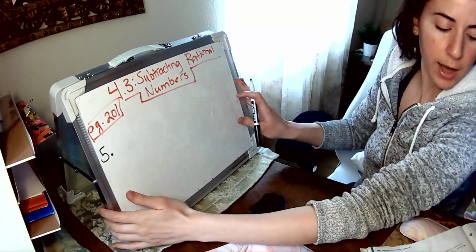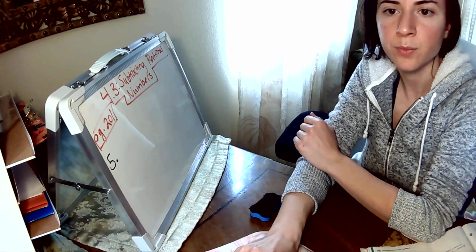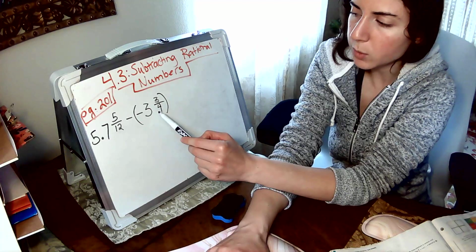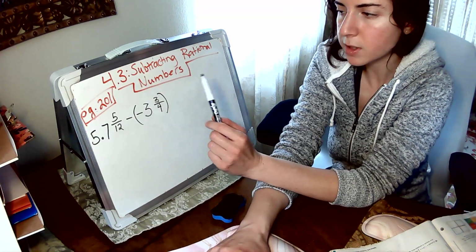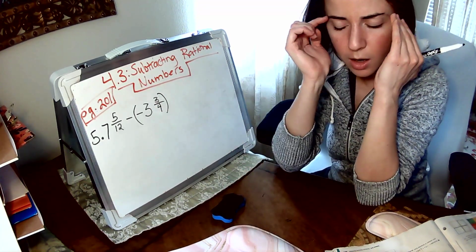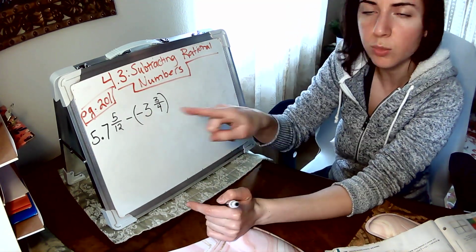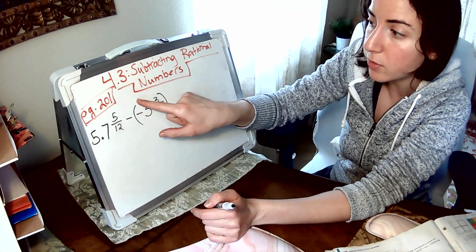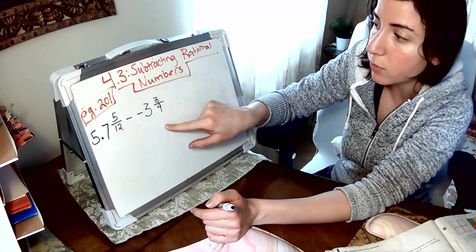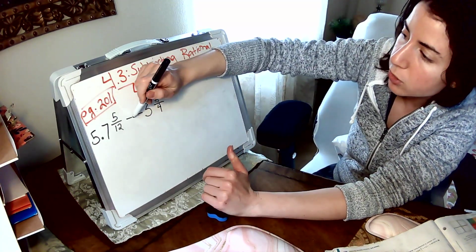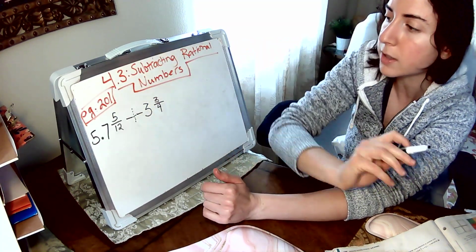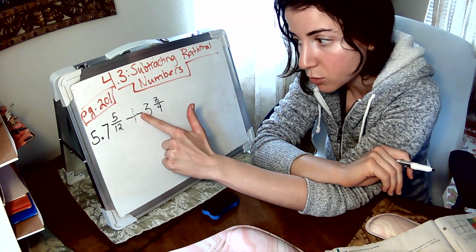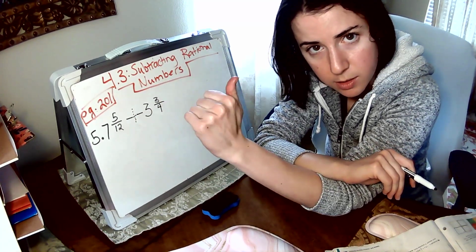So number 5, here, let me just write it down. We have 7 and 5 over 12 minus negative 3 3/4. Now in the book, they put the parentheses there just to make it visually clear that we're subtracting a negative number. But I would like you to recognize that we have a double negative here, so in your mind, you can get rid of those parentheses and turn this into a positive, or an addition operation, because when we subtract a negative, the double negative becomes positive.